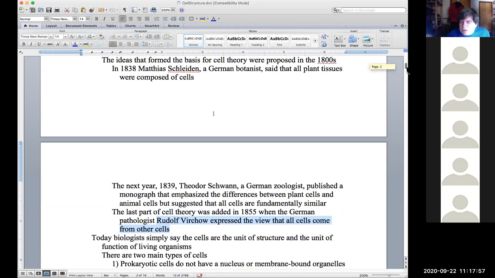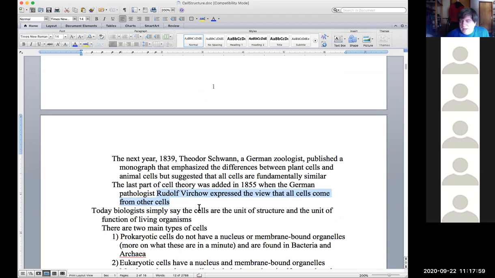Today, we kind of express the same thing in a different way. We say that cells are the unit of structure and the unit of function of living organisms. So this basically says living organisms are built from cells. When we talk about structure in biology, we're talking about the parts of something. And if we want to understand how living organisms function, we have to see how the cells in those organisms function.